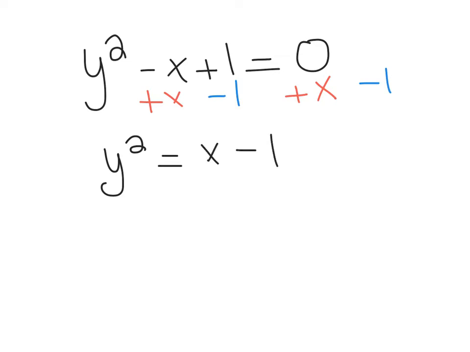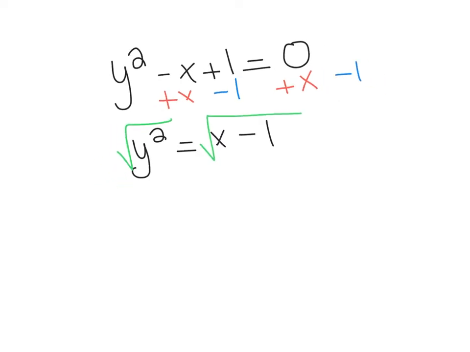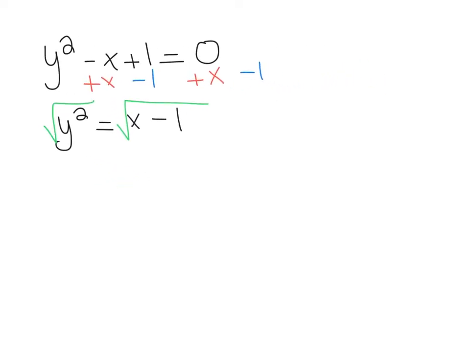Now to undo a square, you're going to take the square root. But here's a big rule. A really, really big rule. So I'm going to minimize what I was doing over here, and it's such a big rule, I'm going to write it down for you.